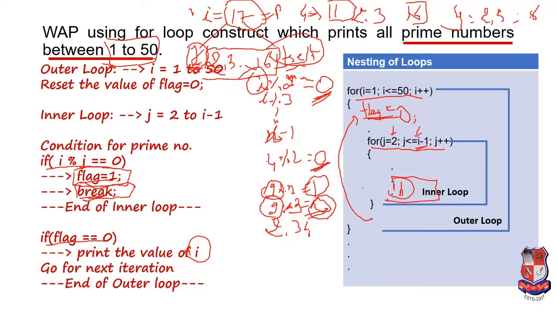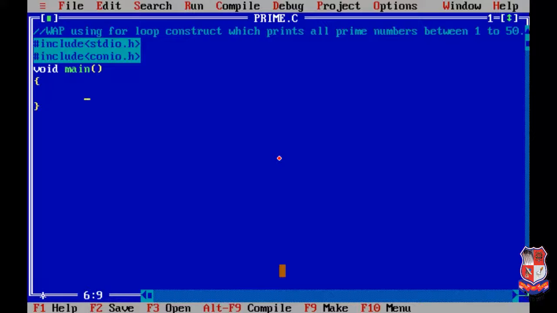Now we'll see the demonstration of this program in Turbo C++. Okay, so we'll start the demonstration in Turbo C++. I already mentioned the header file and the main function. We'll start with the declaration of variables. Integer: we have to use two control variables for two different loops, i and j. Then we have to take a variable for flag. Now I am using the function that clears the screen, and that is clrscr.